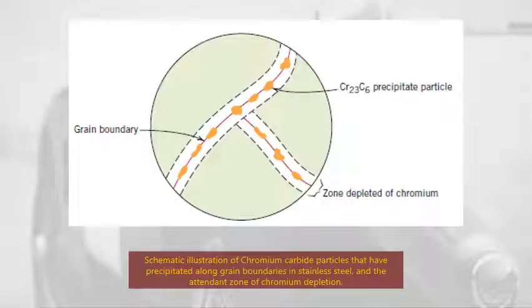This schematic illustration shows chromium carbide particles that have precipitated along grain boundaries in stainless steel and the attendant zone of chromium depletion. You can see here the formation at the grain boundaries.